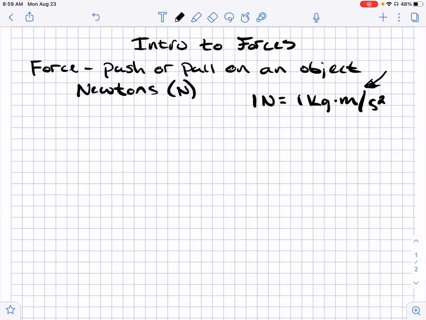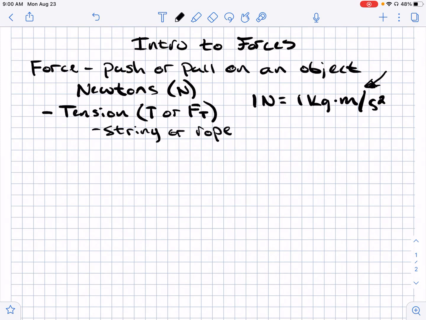There are different types of forces that we're going to work with this year. We'll talk about some of the common ones. First one is tension. For tension, we use a capital T. Some people like to put F subscript T. It's up to you. I prefer just a capital T. Tension is whenever we have some kind of a string or a rope. So if something gets connected to a string or a rope, then there's some tension there.